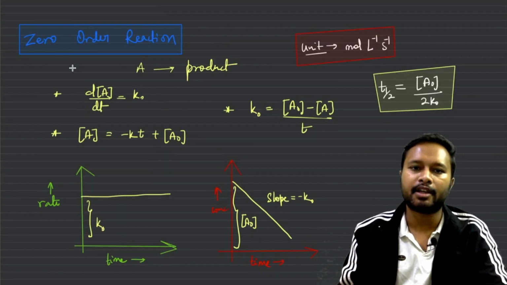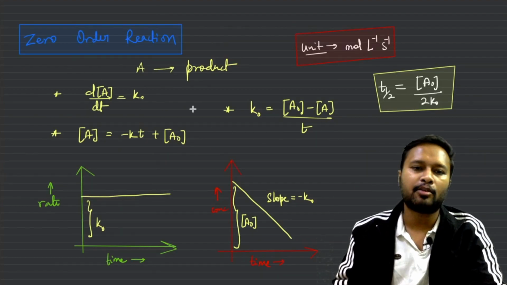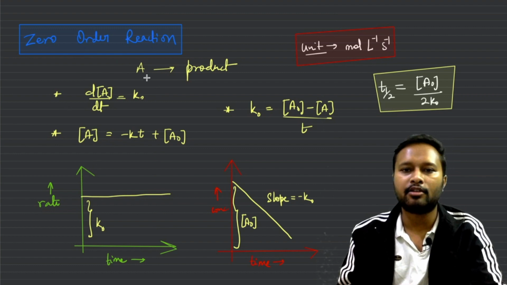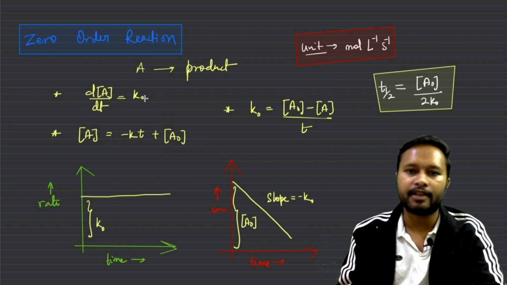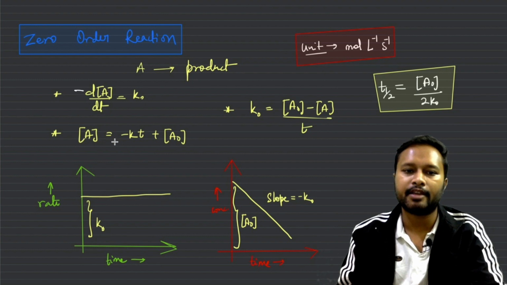Now we'll talk about the reaction orders. So let's talk about the zero order reaction. For a zero order reaction, let's say a reactant is converting into product. The differential equation for the zero order reaction will be given by this, that is minus d[A]/dt equals k naught. If you integrate that, the integrated equation becomes this, that is [A] equals minus kt plus [A]naught, where [A] is the final concentration of the reactant, [A]naught is the initial concentration of the reactant, k is the rate constant, and t is the time for the reaction.